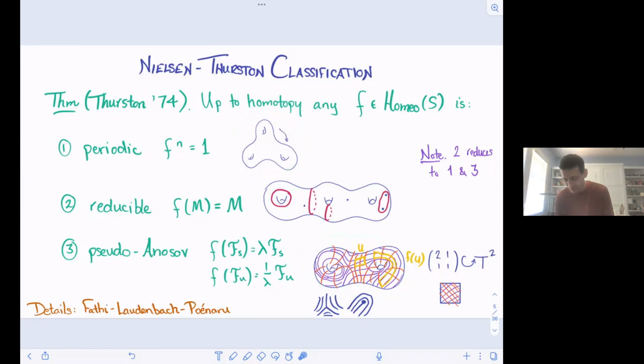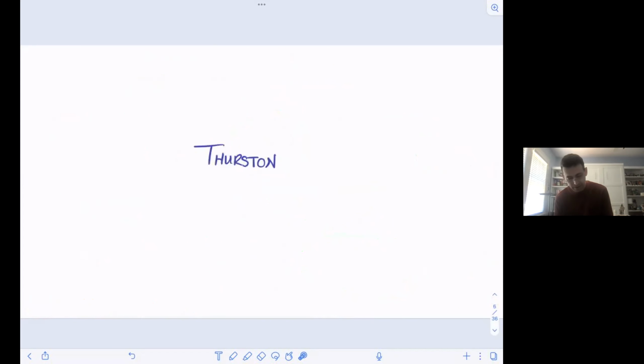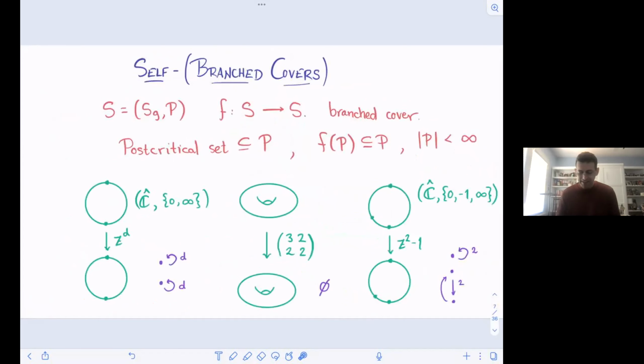Okay, if there are no other questions on that, that's one of the main theorems for today. So next I'm going to tell you about Thurston's theorem. It'll sound similar. The setup is, instead of homeomorphisms, we're looking at branch covers. So just like before we were looking at homeomorphisms from our surface to itself, now we're looking at branch covers from a surface to itself.